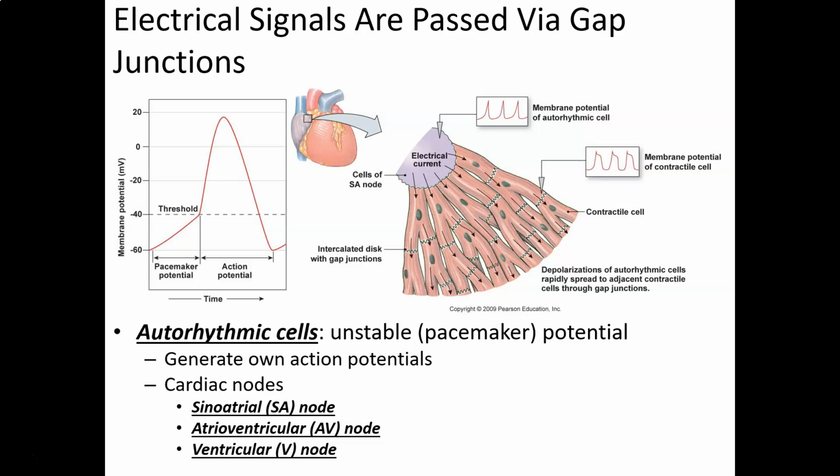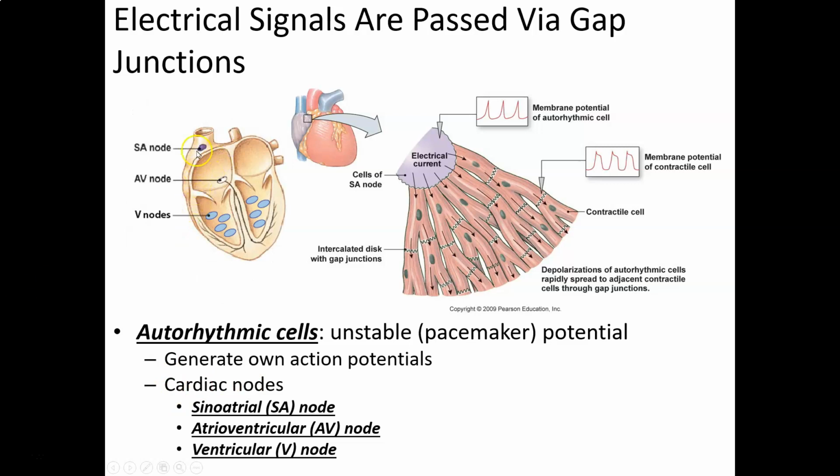The electrical signals come from autorhythmic cells, right? Sometimes known as the pacemaker cells. Those are cells that can generate their own action potentials. They're part of the cardiac nodes. The cardiac nodes that you find in the heart are the SA node, the sinoatrial node, the AV node, which is the atrioventricular node, and then the V nodes, which are the ventricular nodes. So those all can possibly give rise to their own action potentials. However, under normal circumstances, it's the SA node that sets the rhythm for the heart. So that's called the pacemaker, typically.